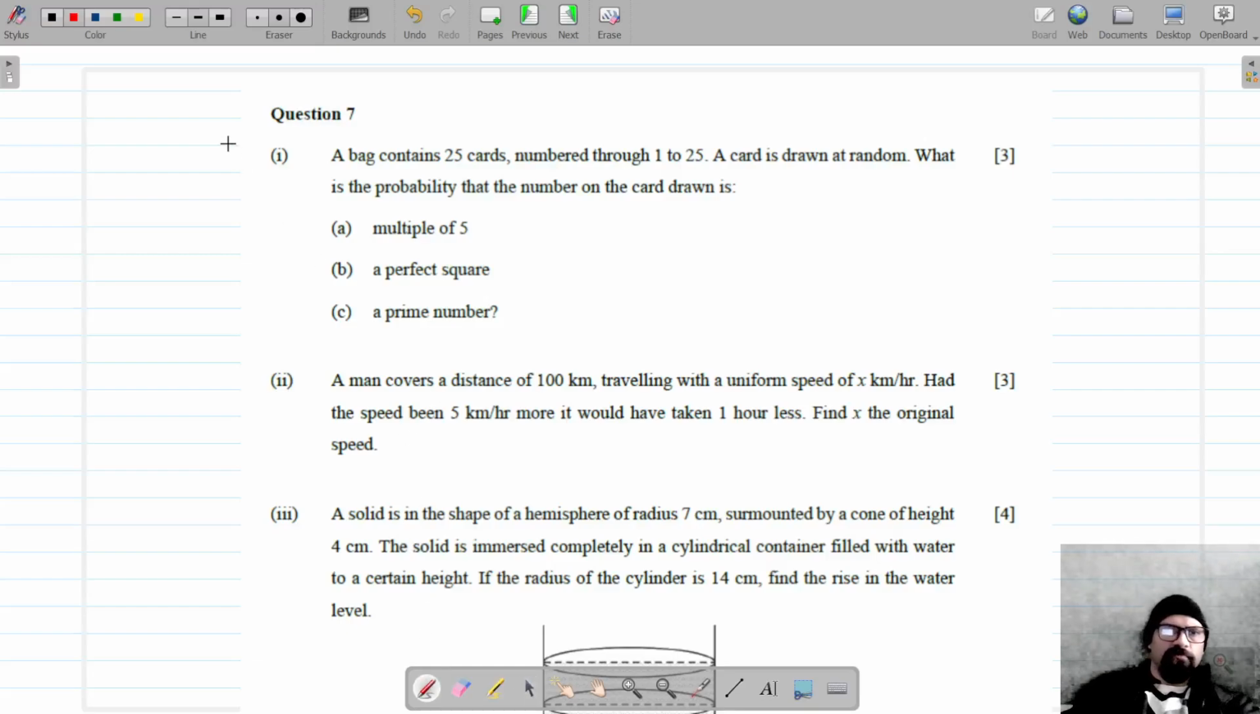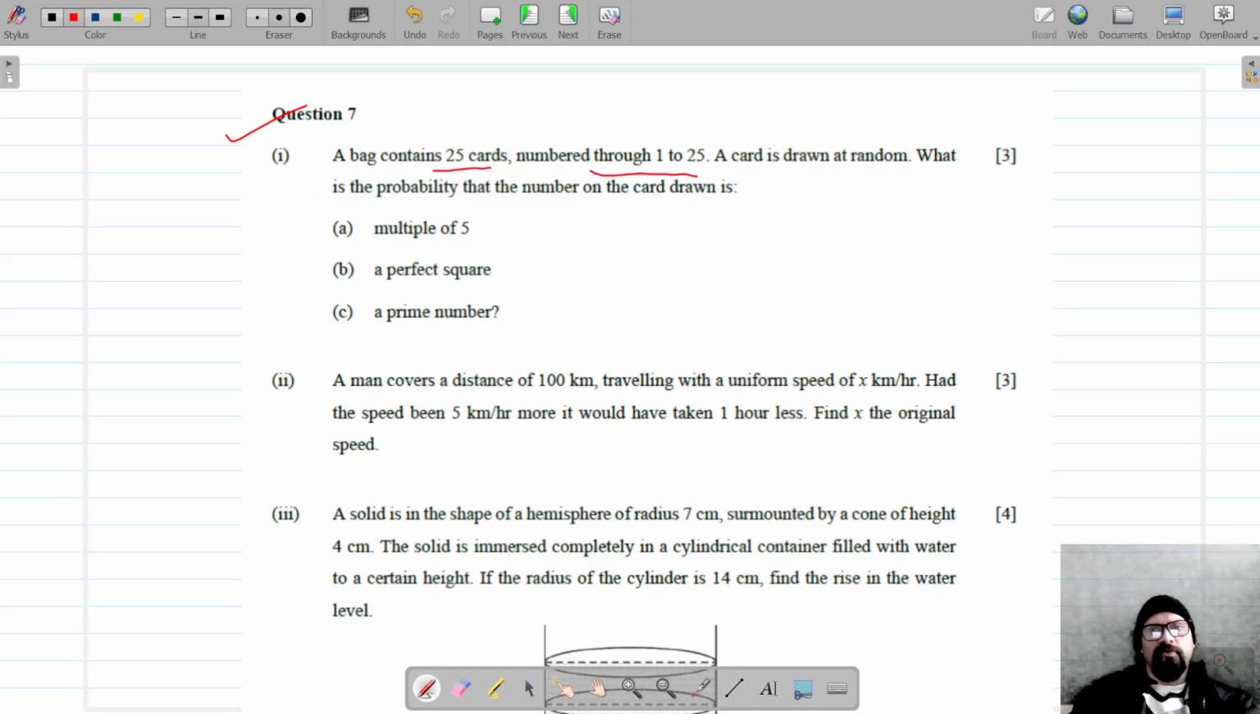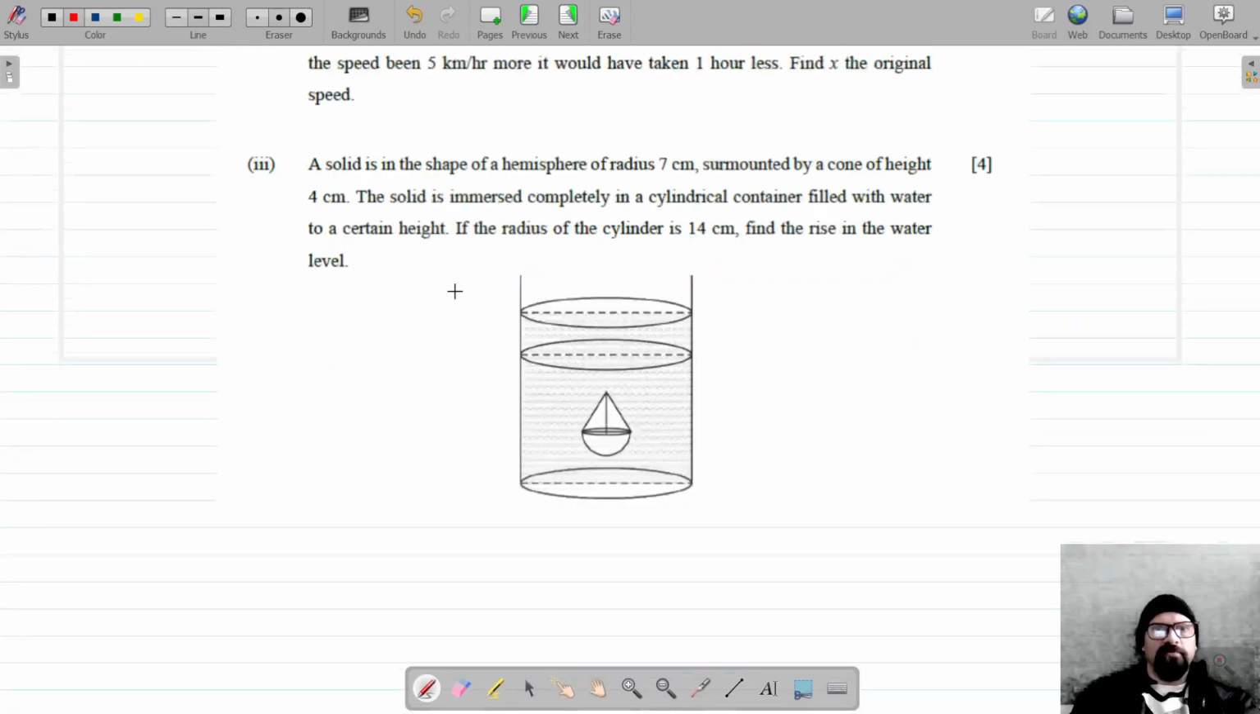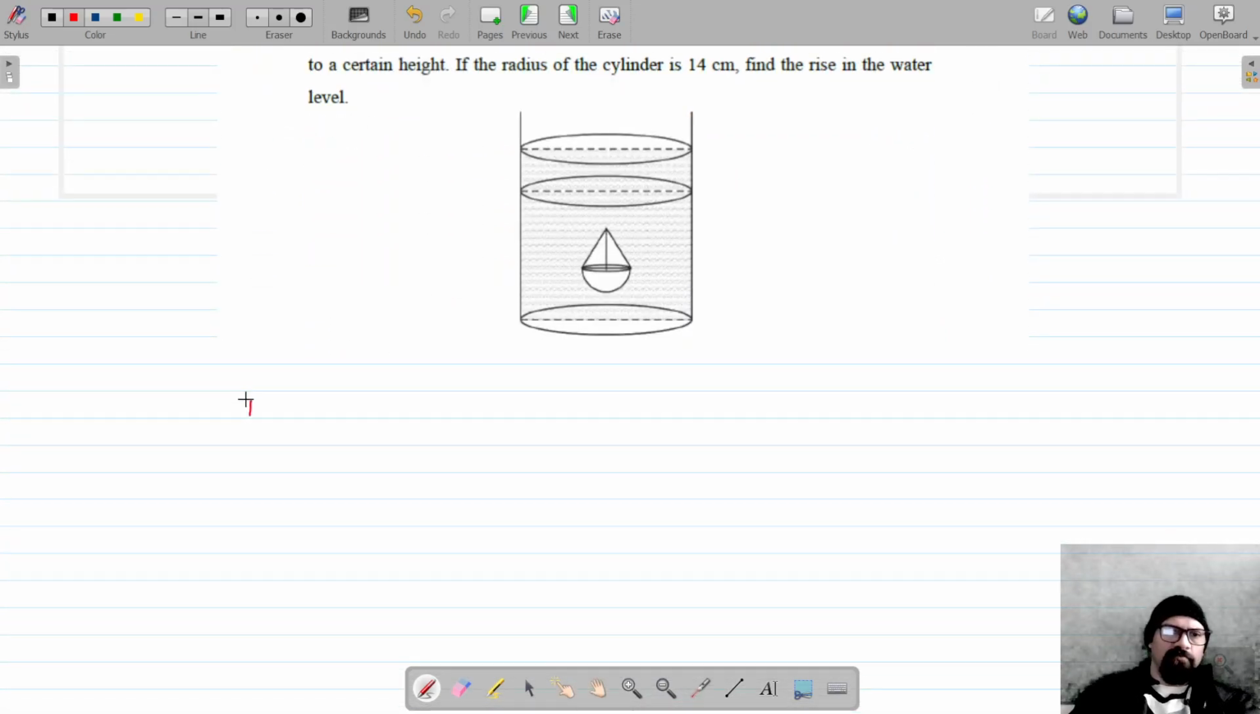For question number 7, I'm going to attempt the first part. It says that a bag contains 25 cards numbered 1 to 25. A card is drawn at random. What is the probability that the number on the card drawn is a multiple of 5? So let's write down the multiples of 5 and then we will find its probability.